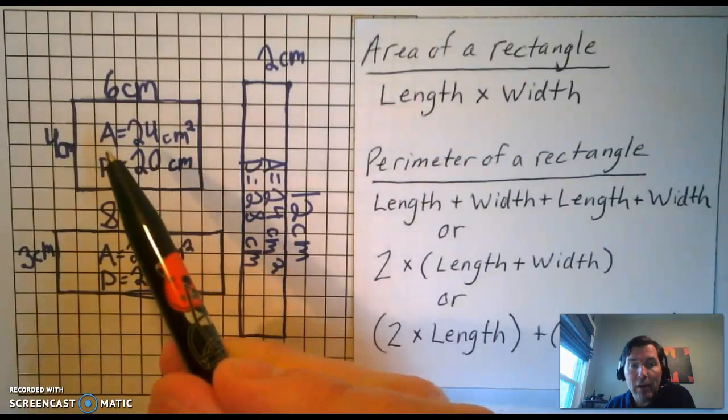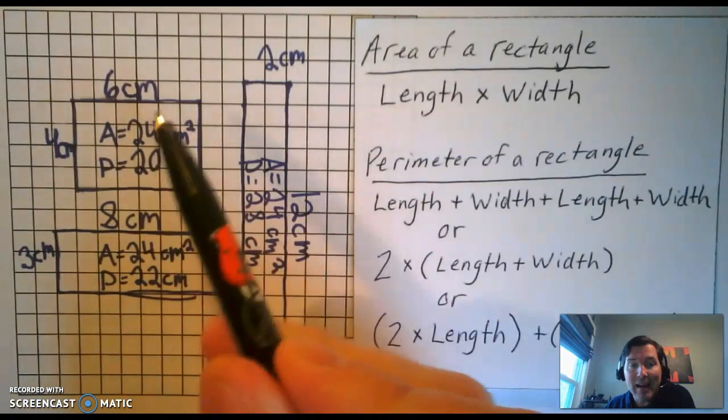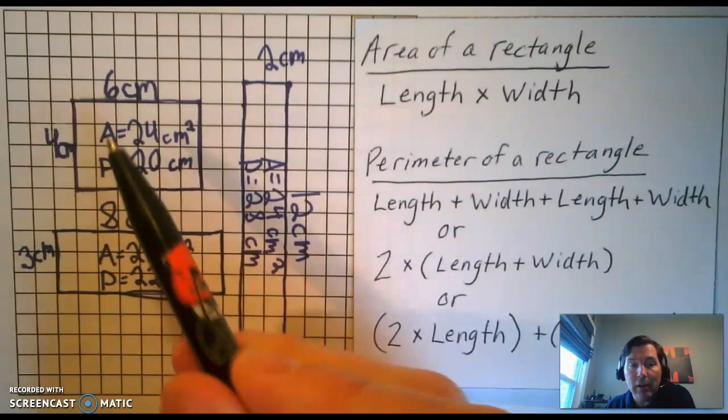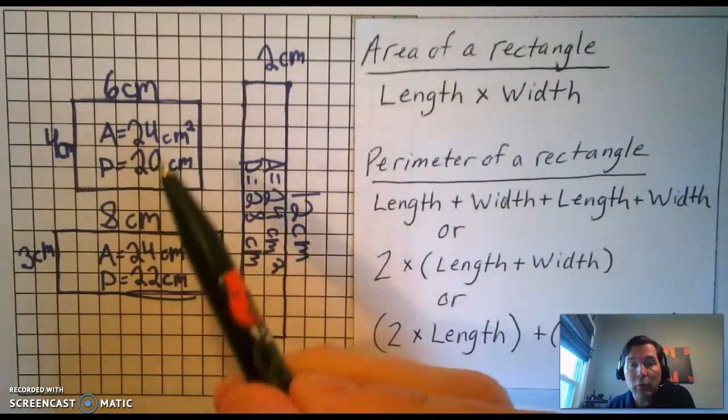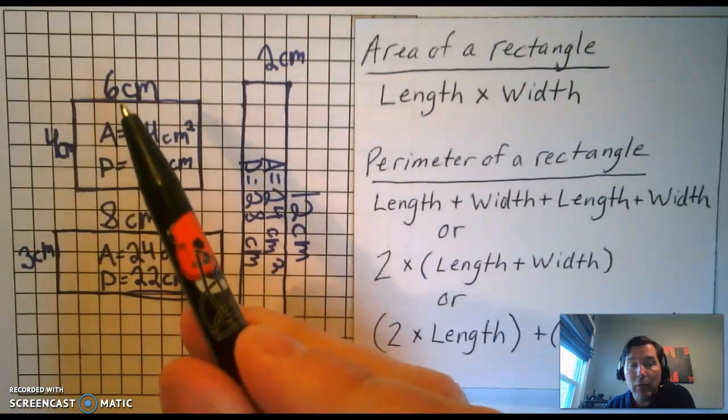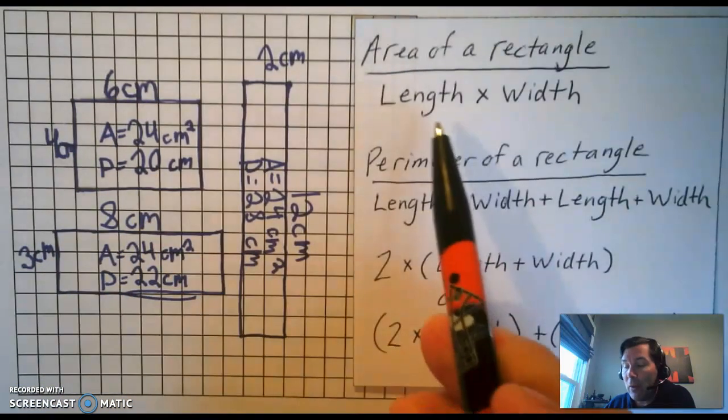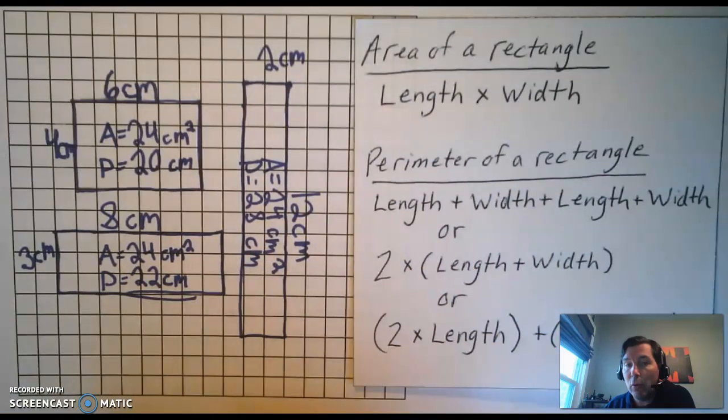Remember, the area is the amount of space inside of a shape. So this area has 24 little units inside this shape, 24 square centimeters, and that was found by multiplying the length times the width. Here is your formula for the area.